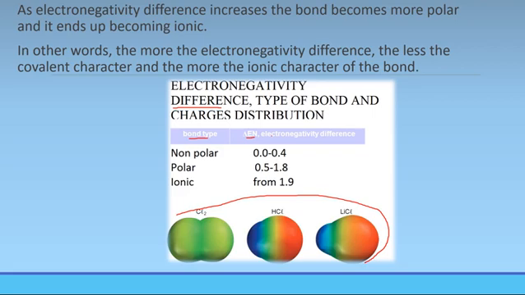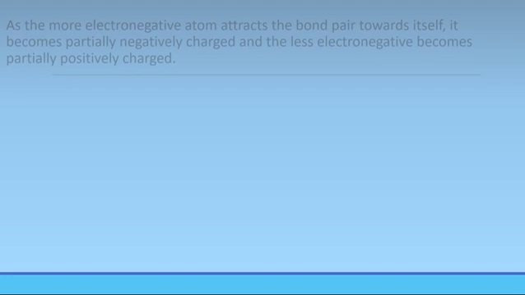Here we can see that the charges are evenly distributed. We have the same colors, while here the charges are not evenly distributed. Chlorine has the bonding pair closer to its nucleus, while hydrogen has the bonding pair far from its nucleus. And with lithium chloride here, the bonding pair is also closer to chlorine, which is more electronegative, and far from the nucleus of lithium, which is less electronegative.